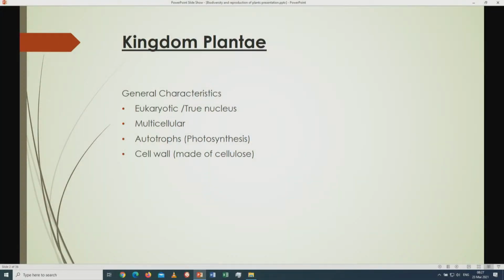The kingdom Plantae. Plants belong to the kingdom Plantae. There are general characteristics that all plants share in common. They are eukaryotic, which means they have a true nucleus. They are multicellular, which means they have many cells. They are autotrophs, which means they are able to make their own food during the process called photosynthesis. They all have a cell wall, which is made up of cellulose.